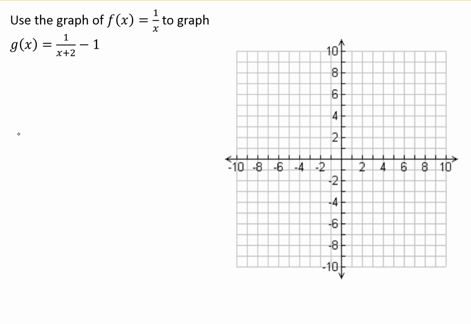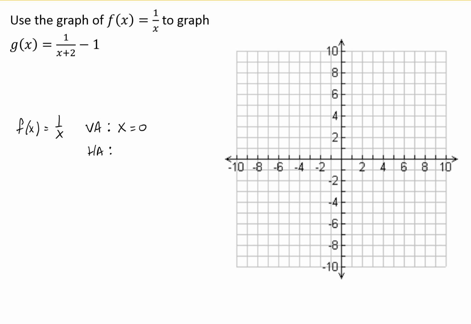We'll start here by looking at the graph of f of x equals 1 over x. And since that's already in lowest terms, we can find our vertical asymptote by setting the denominator equal to 0. So that's going to give us x equals 0.